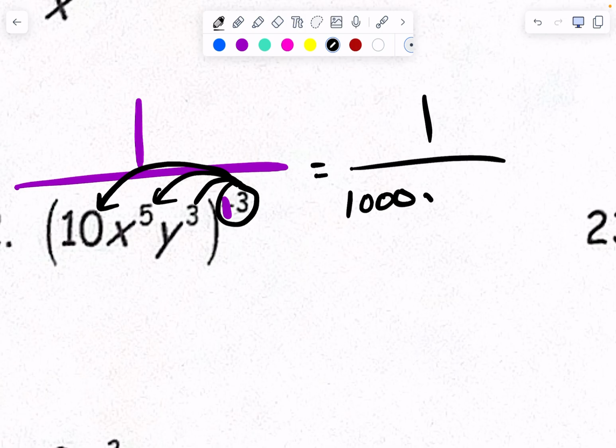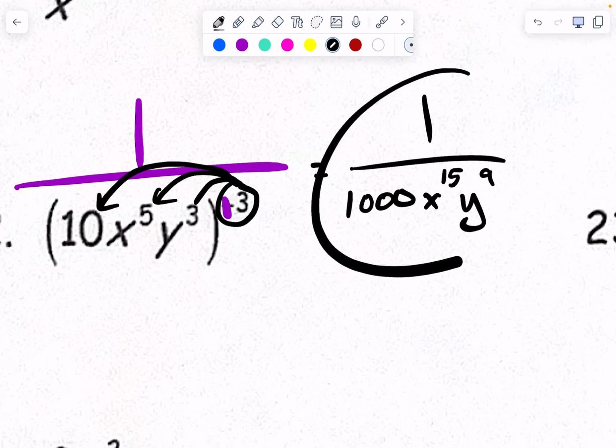X to the 15th. Yes, we're multiplying. Y to the 9th. Very good. That's it. So I can fix that to begin with by just moving everything to the bottom and making it a positive exponent. That's going to be on our final.